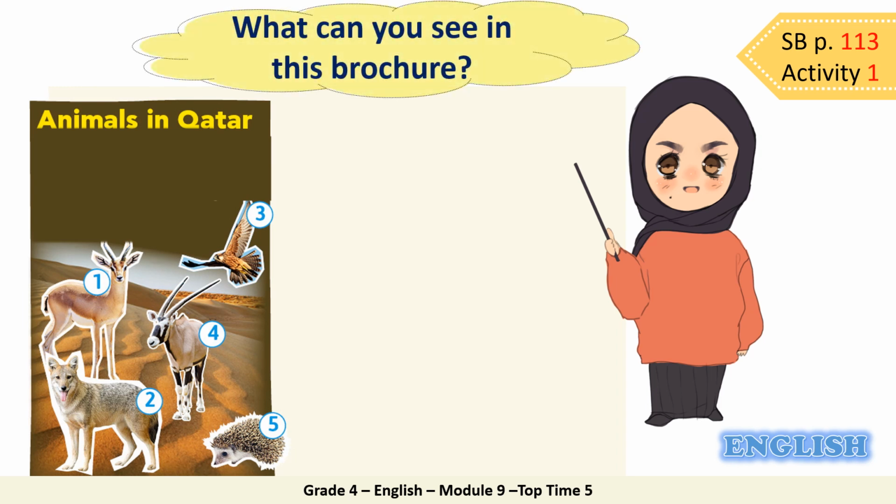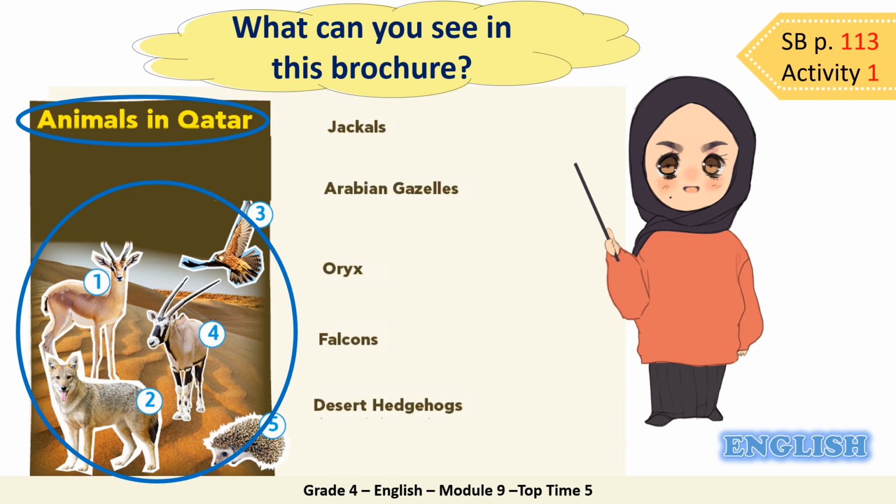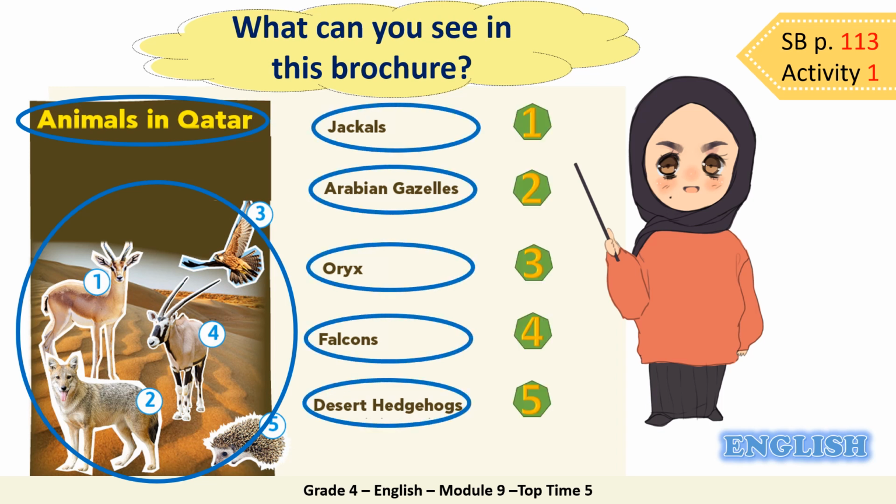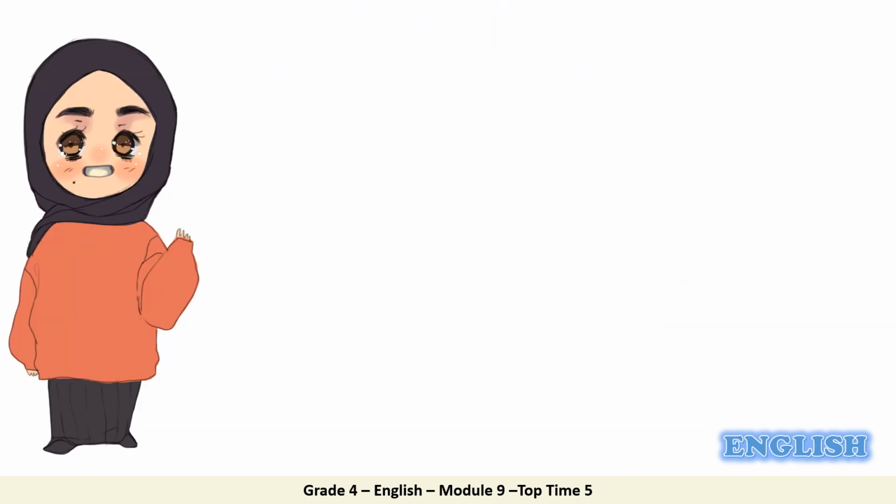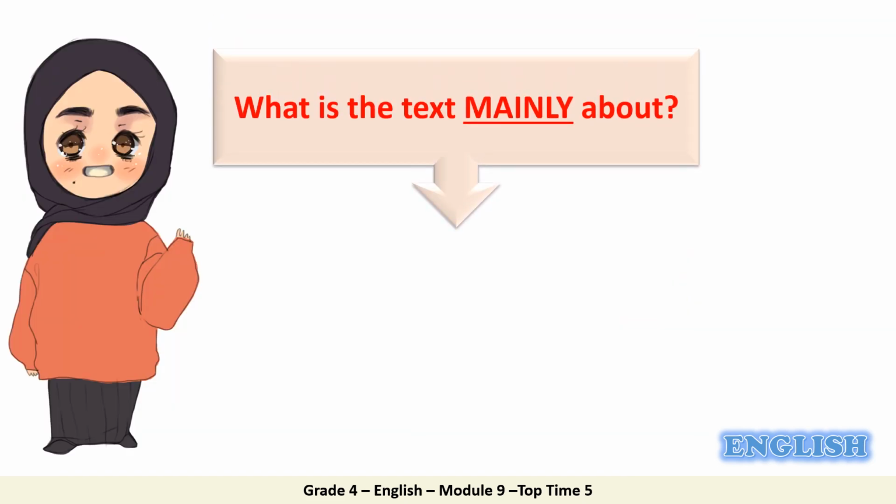What can you see in this brochure? Let's look closely at the pictures of the 5 animals and also pay attention to the title. Don't forget, there are more titles. We call them subtitles. Look, we have 5 of them. If we have looked at all of those, we might have an idea what this brochure is about.